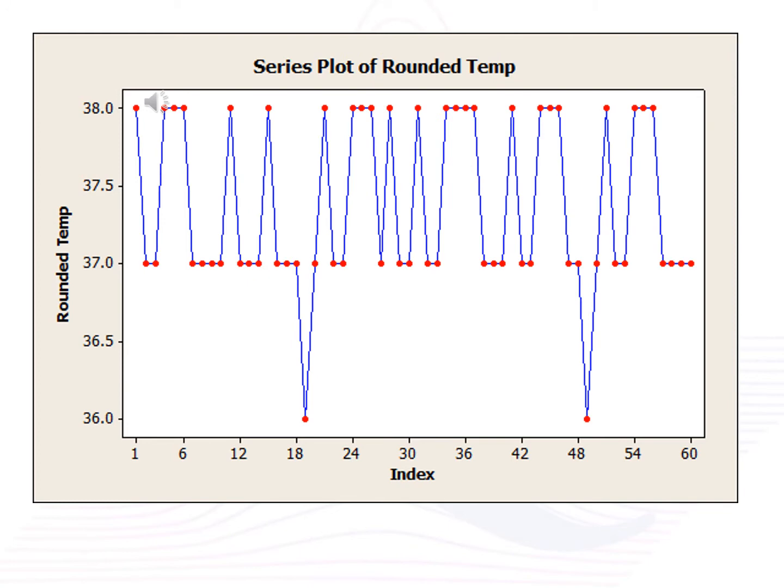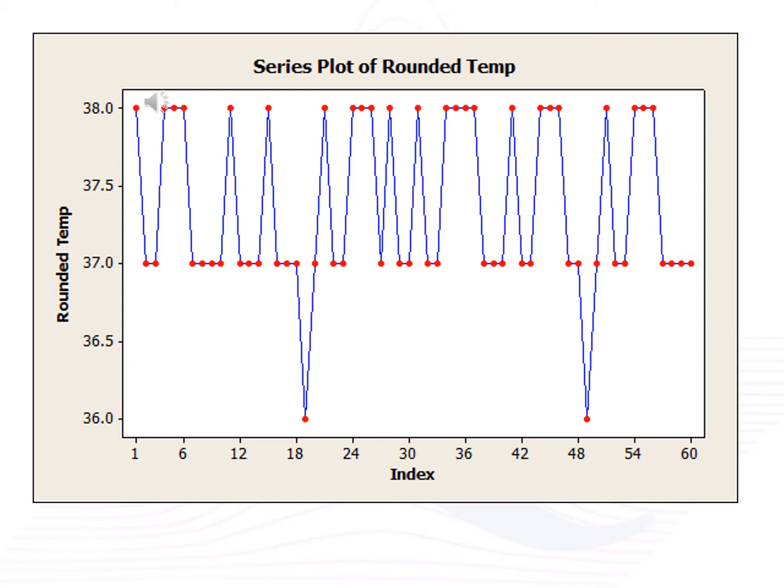Here is the plot of the rounded temperatures. Notice here that we only have 3 distinct values for temperatures, 36, 37, and 38. We would consider this measurement tool to not have adequate discrimination since there are less than 5 distinct values among the data.